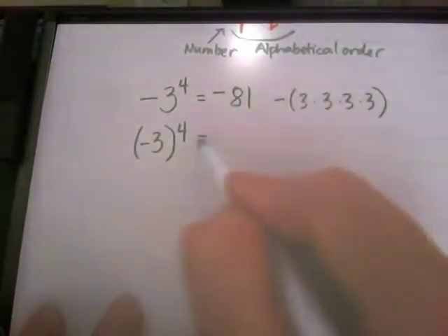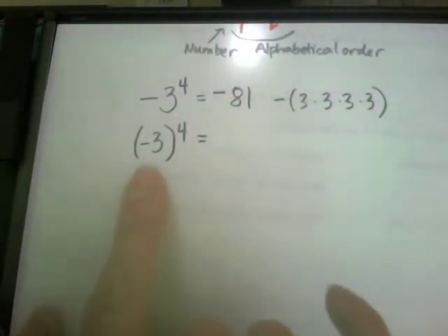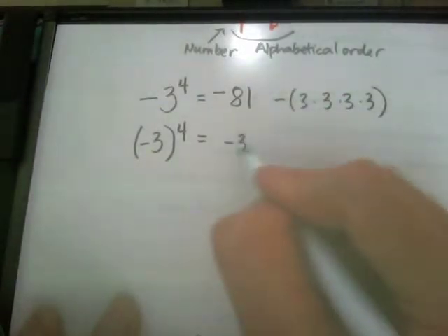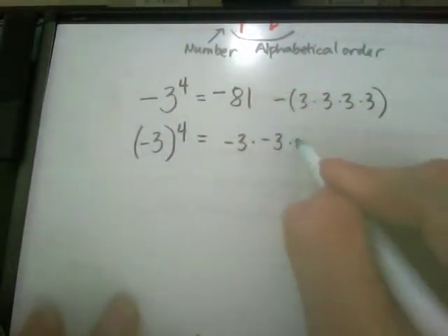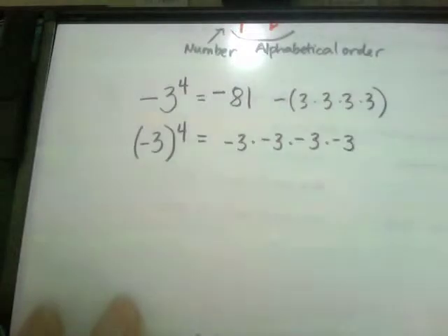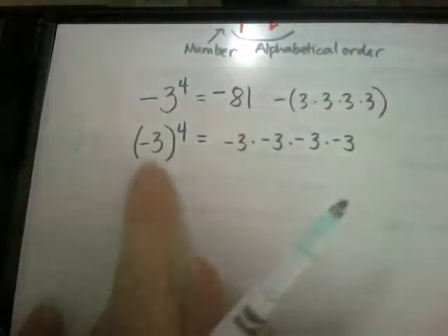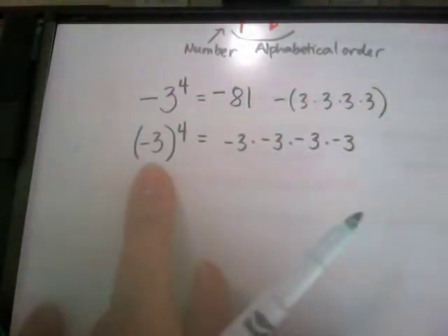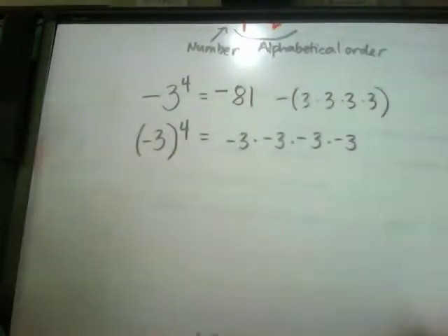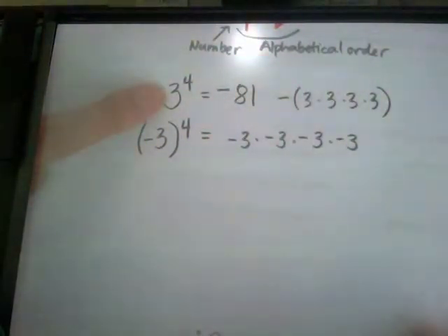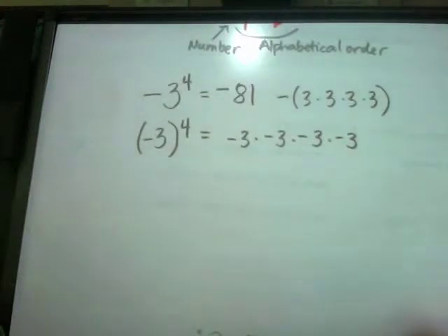This one is different. The parentheses say now we are doing negative 3 times itself 4 times. Negative times negative times negative times negative. The parentheses tell us it's this thing in parentheses that's being raised to the power of 4. This one is the opposite of whatever we get from 3 to the power of 4.